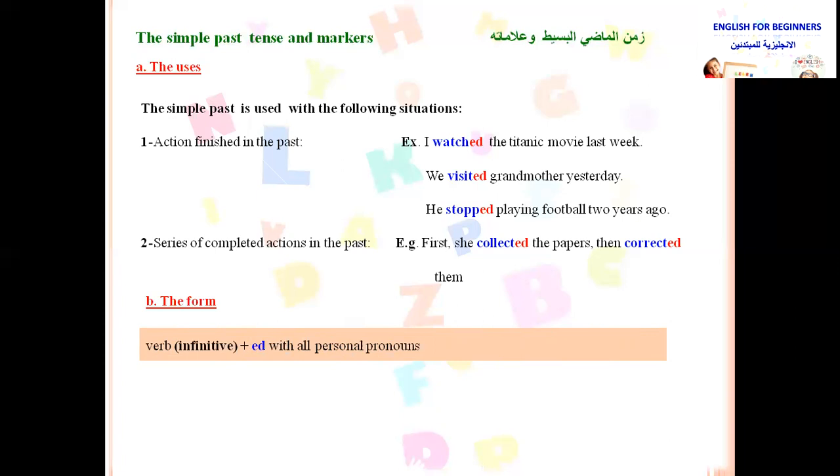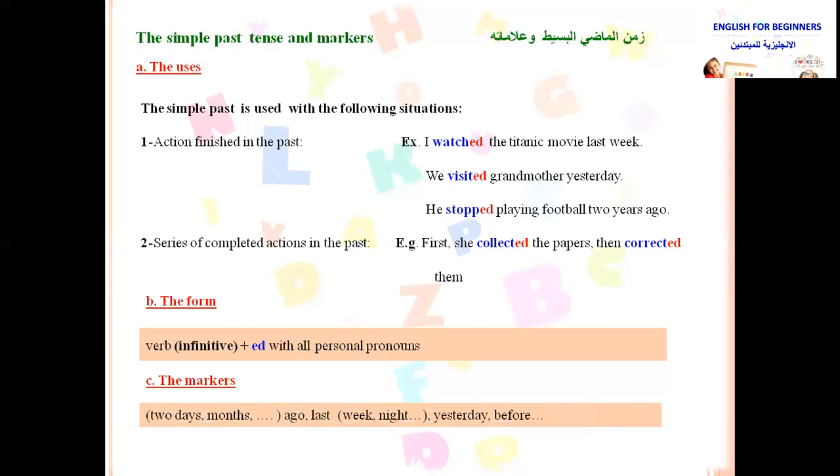So the form here, we put the verb in the infinitive plus ed with all personal pronouns. Here there is no exception with the third person pronoun. We have the same rule by adding ed with all of them. Concerning the markers of the simple past, I have 2 days, 2 months, 2 years, etc. ago, last week, last night, last year, yesterday, before, etc.